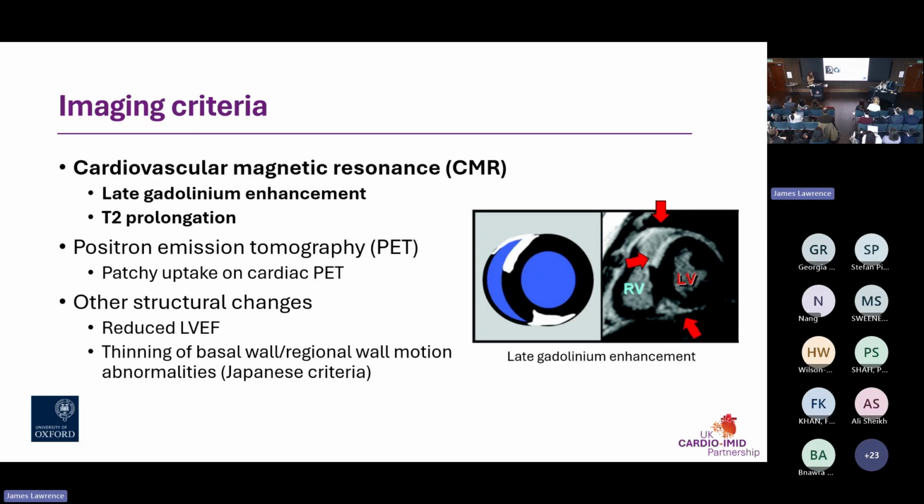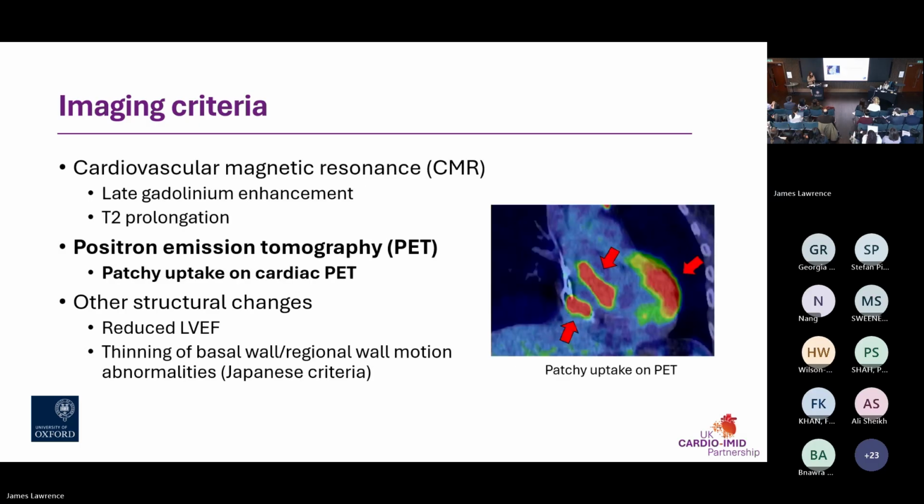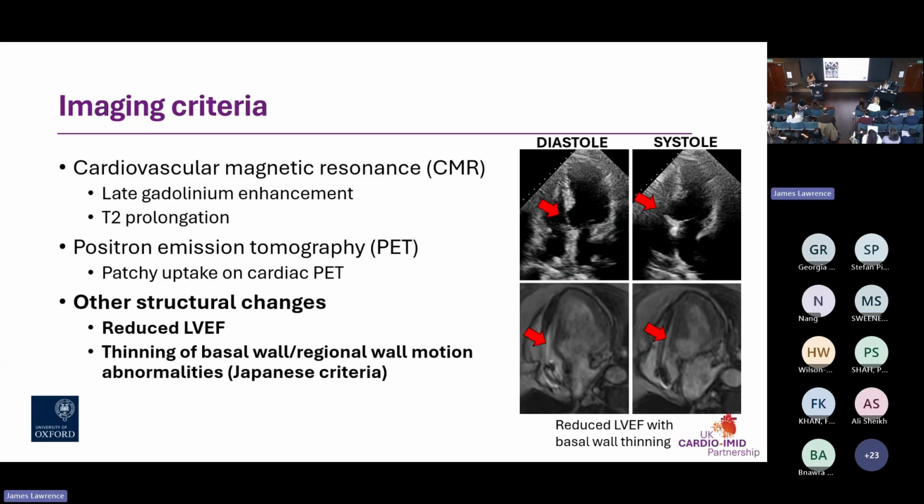For the imaging criteria, on MRI you can use late gadolinium enhancement or T2 prolongation. This shows late gadolinium enhancement, where the white is the scar tissue and black is normal myocardium. T2 prolongation uses T2-weighted, edema-sensitive techniques. With positron emission tomography, or PET, FDG is the tracer, and you get patchy uptake reflecting that it's a patchy disease. You can also get structural changes such as reduced left ventricular ejection fraction and thinning of the basal wall.